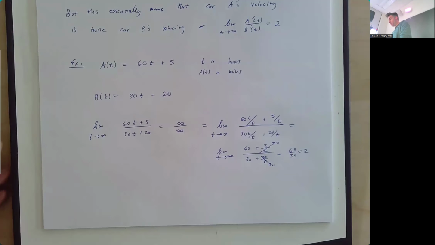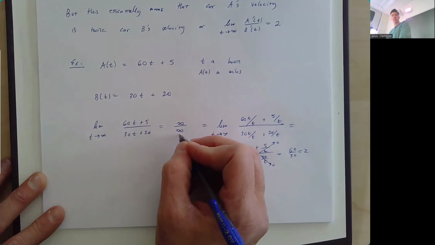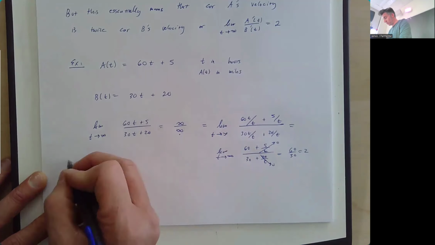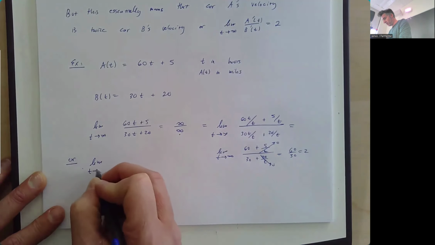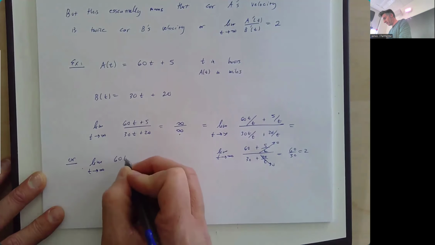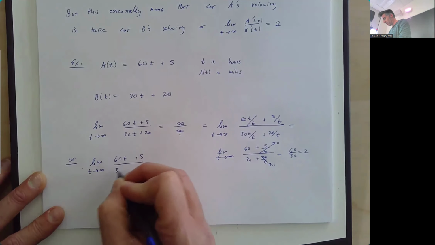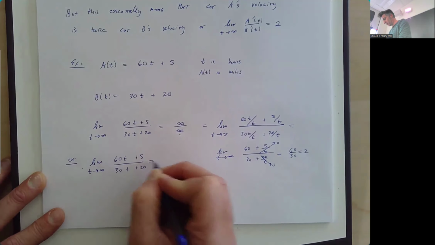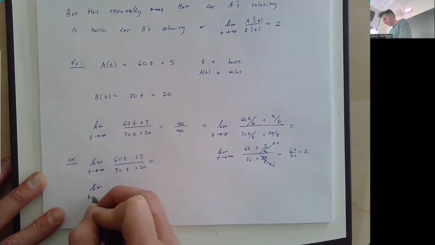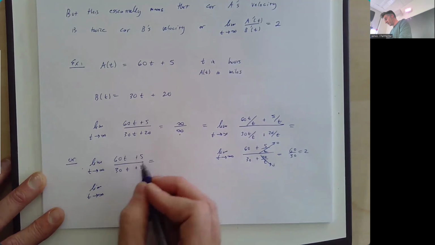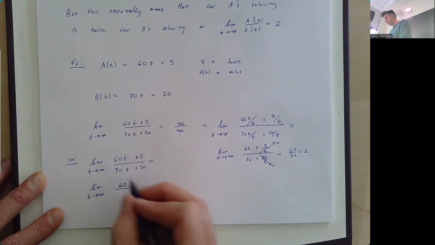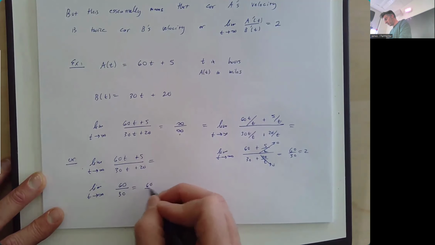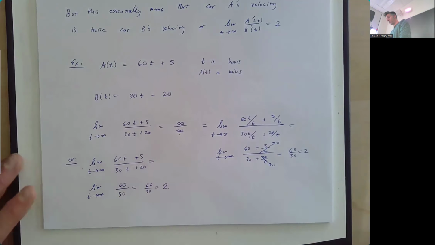Or now, since it's an infinity over infinity indeterminate form, you could also use L'Hopital's rule. That's going to be equal to, let me write this way, the limit as t goes to infinity of 60t plus 5 over 30t plus 20 is equal to the limit as t goes to infinity of the derivative of 60t plus 5, which is 60, over the derivative of 30t plus 20, which is 30. The limit of a constant is just the constant. So that would also work.